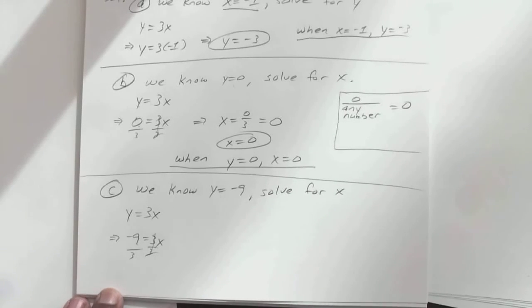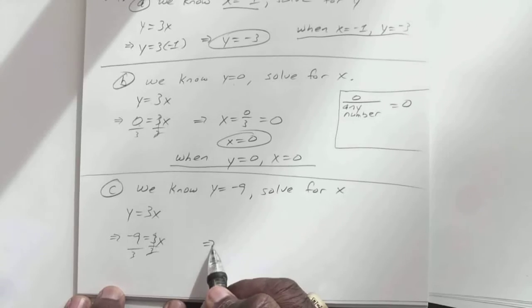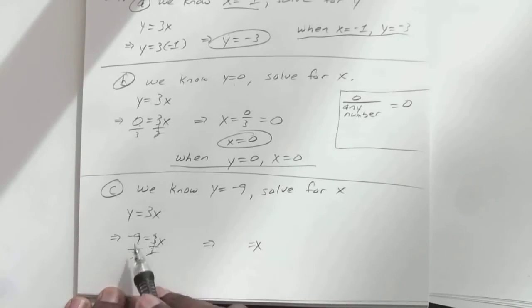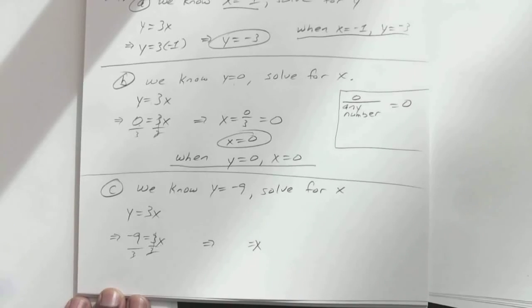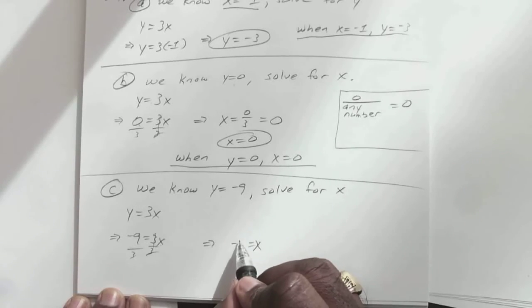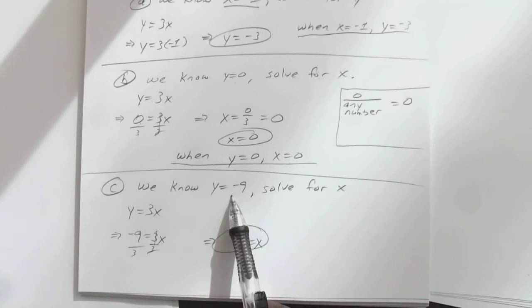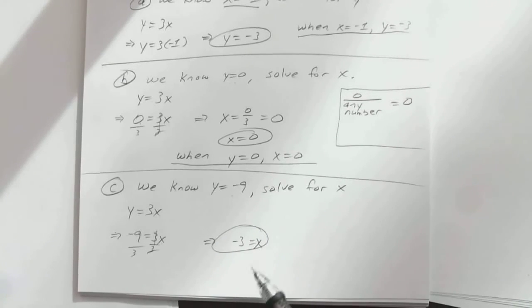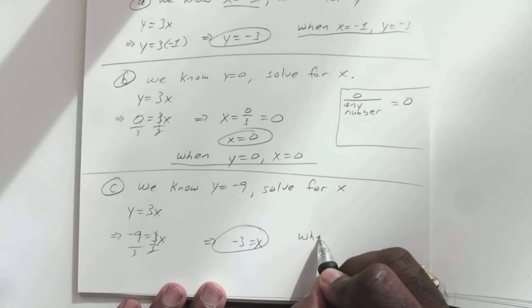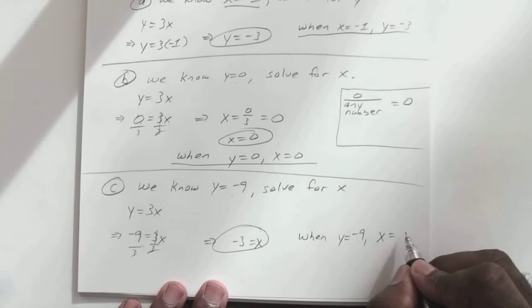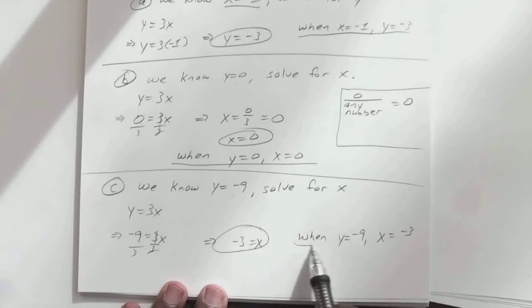Anything divided by itself is just 1. That means that x is equal to -9 divided by 3, which is -3. So in other words, when y is equal to -9, x is equal to -3.